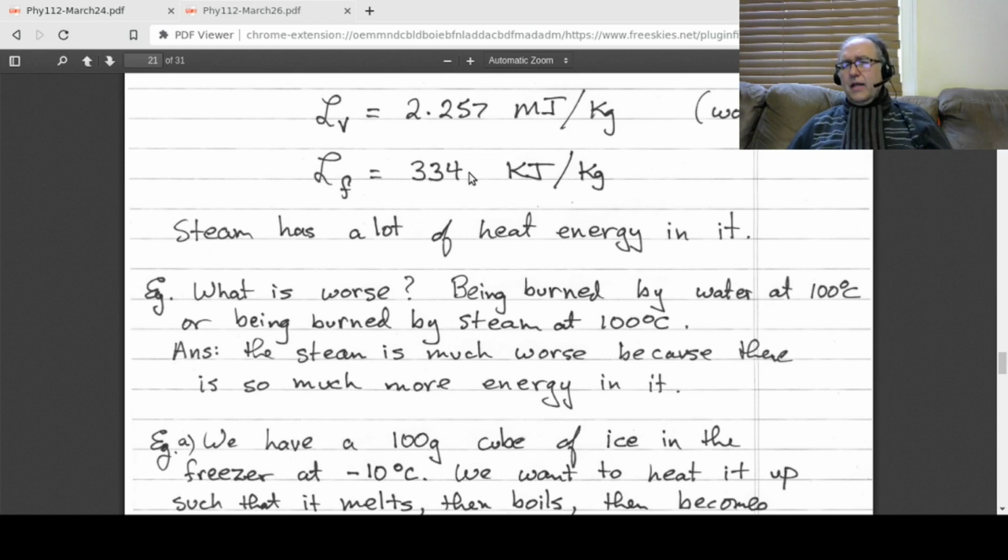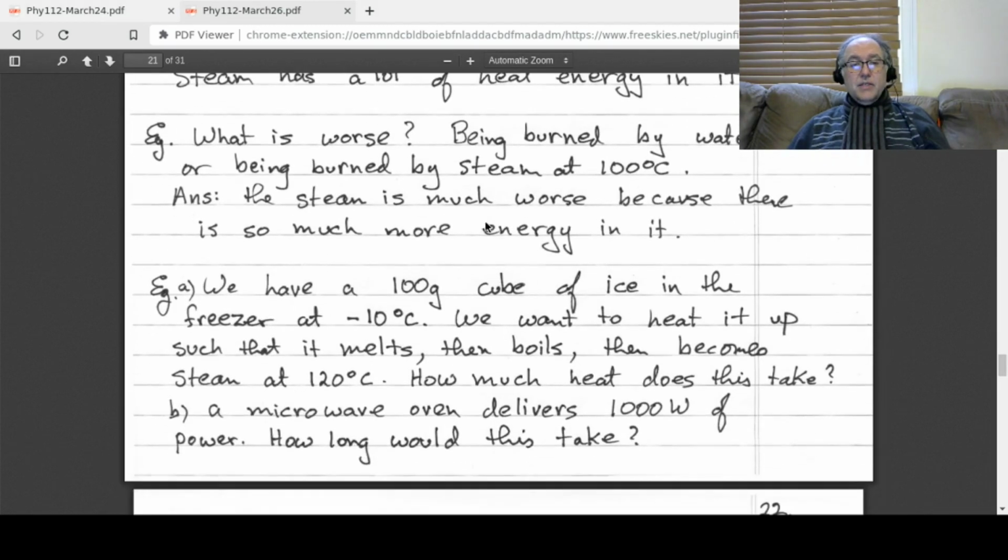So is the latent heat of fusion. And so that's why water has an extraordinarily large latent heat of either vaporization or fusion. Okay, so let's do a problem with this.